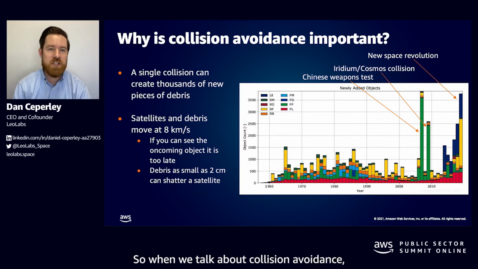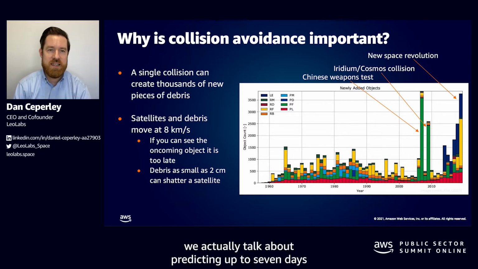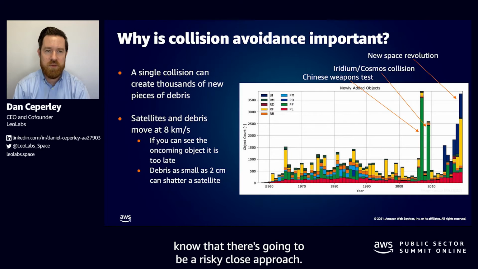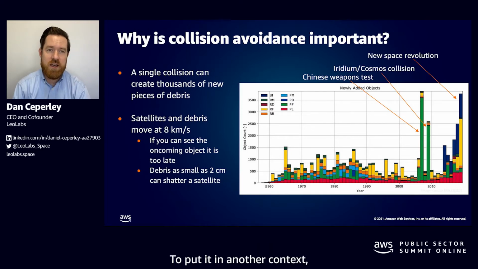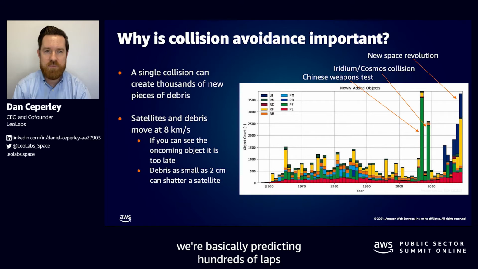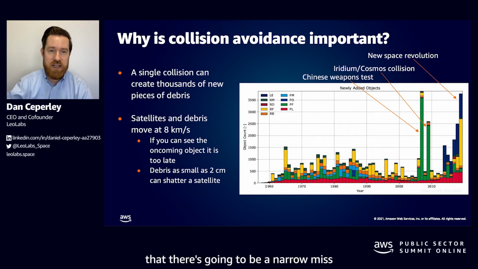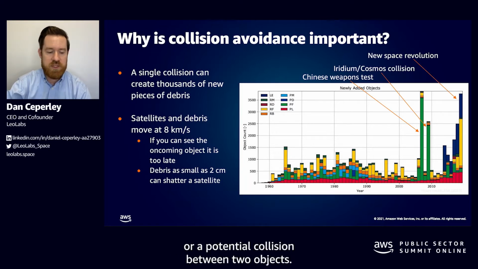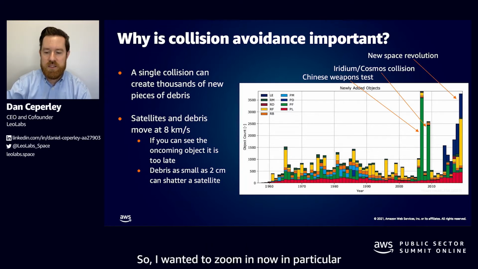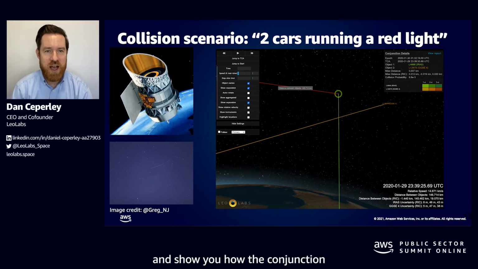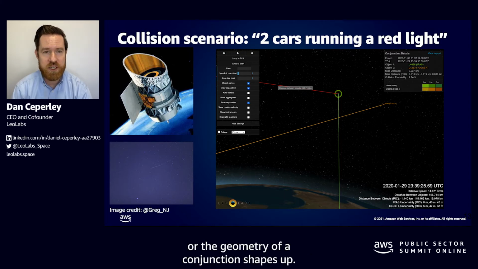So when we talk about collision avoidance, we actually talk about predicting up to 7 days into the future to let a satellite operator know that there's going to be a risky close approach. To put it in another context, we're basically predicting hundreds of laps around the Earth into the future to let people know that there's going to be a narrow miss or a potential collision between two objects. So I want to zoom in now in particular and show you the geometry of a conjunction and how it shapes up.